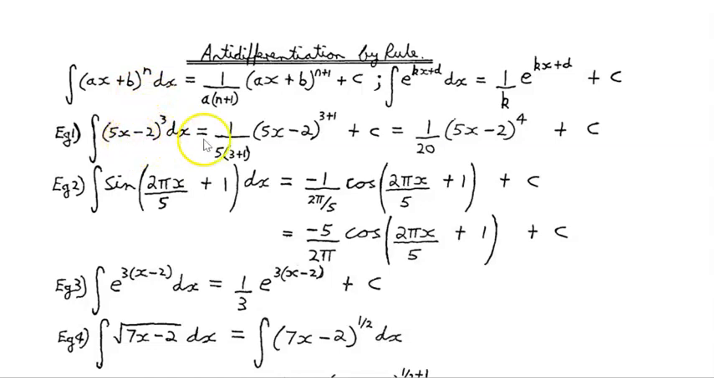All right, the integral of (5x minus 2) to the power of 3, let's see an example of this first rule, will then be 1 over (3 plus 1), in parentheses, times 5 underneath there, (5x minus 2) to the power of 3 plus 1, the power has increased by 1, plus c. That's 1 on 20, (5x minus 2) to the power of 4 plus a constant.